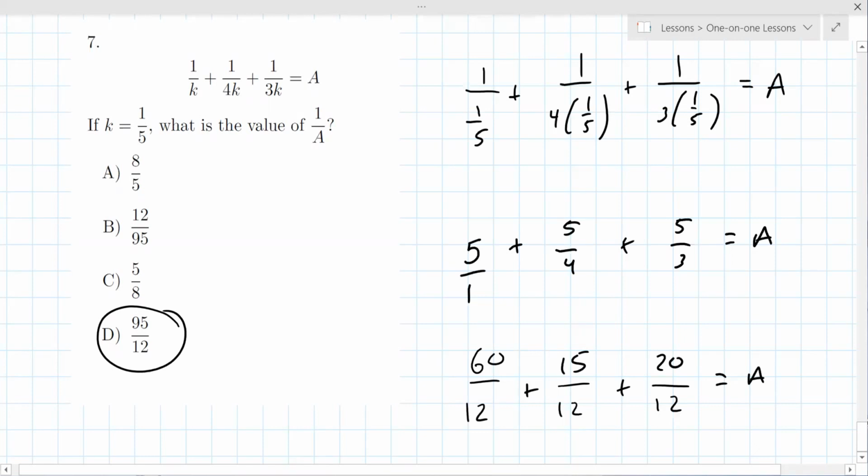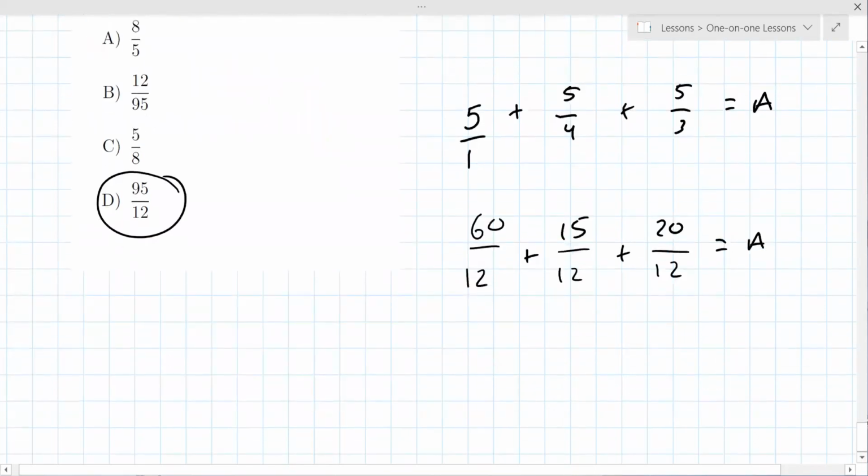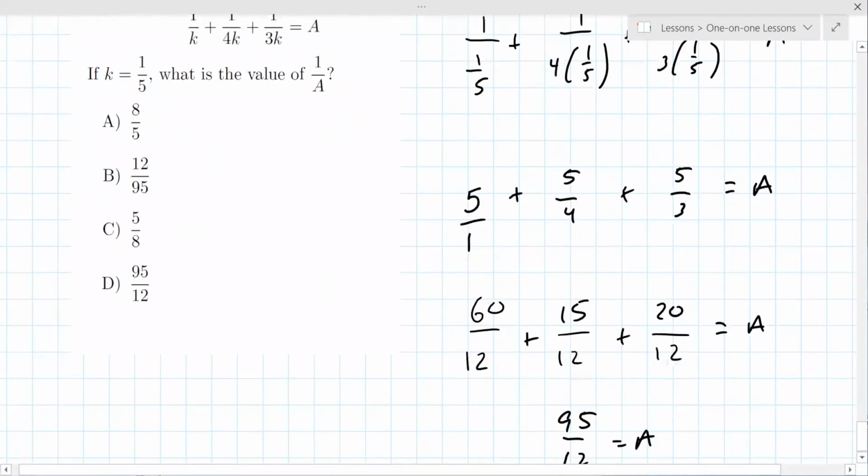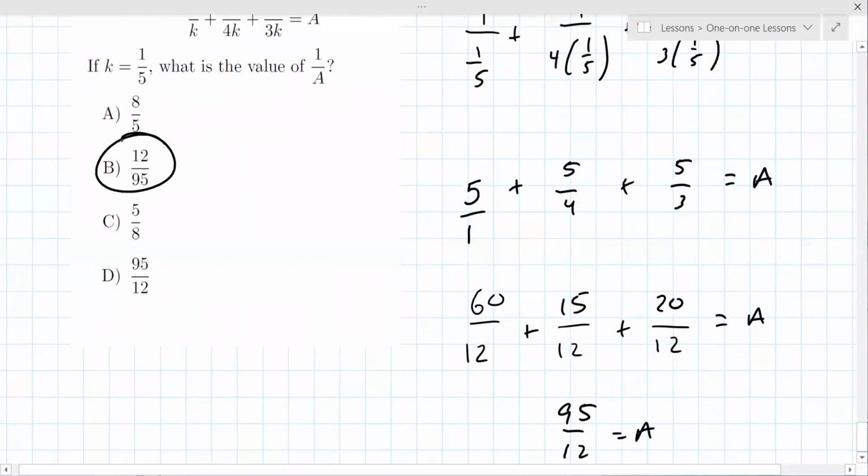But the value of 1 over a, not just a. Yeah, see, that's the classic mistake. You get the answer and you think you're done because you're like, yeah, I got a, but no, it's asking for 1 over a. Oops. 95 over 12, and then you flip it.